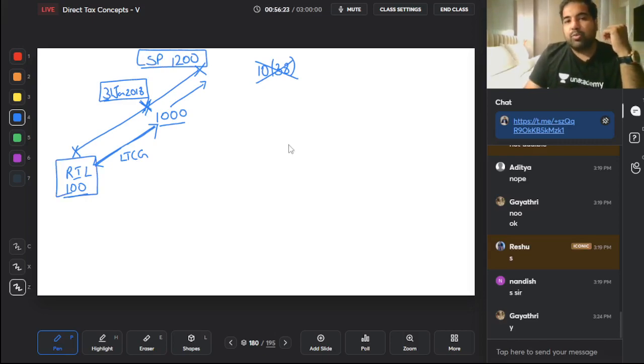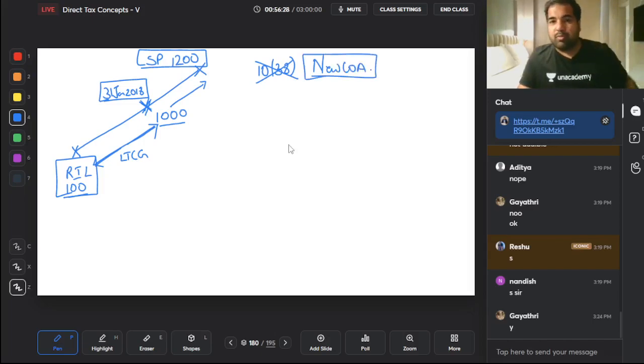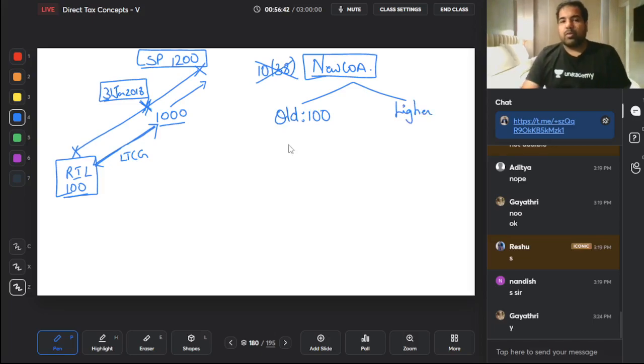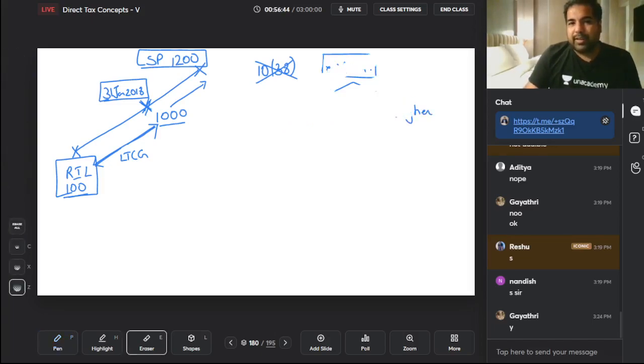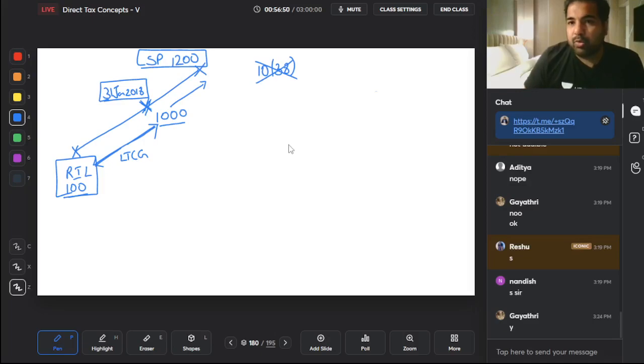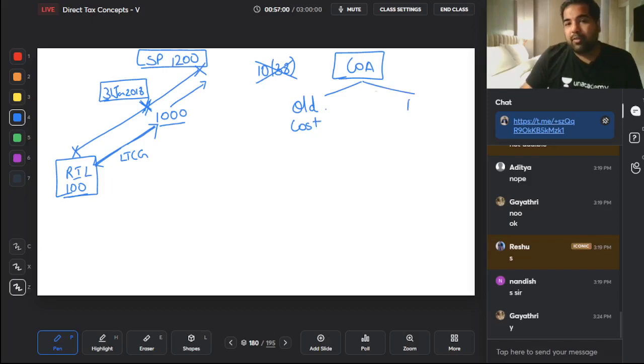So Arun Jaitley gave a new cost. Yes, this is the new cost of acquisition, and I call it the Arun Jaitley's cost of acquisition. Arun Jaitley's cost is basically the old cost, which is 100, or a higher amount. So let me just explain slightly in terminology that we can use. This cost of acquisition will be either your old cost, which in our example is 100, or they will give us a new cost.